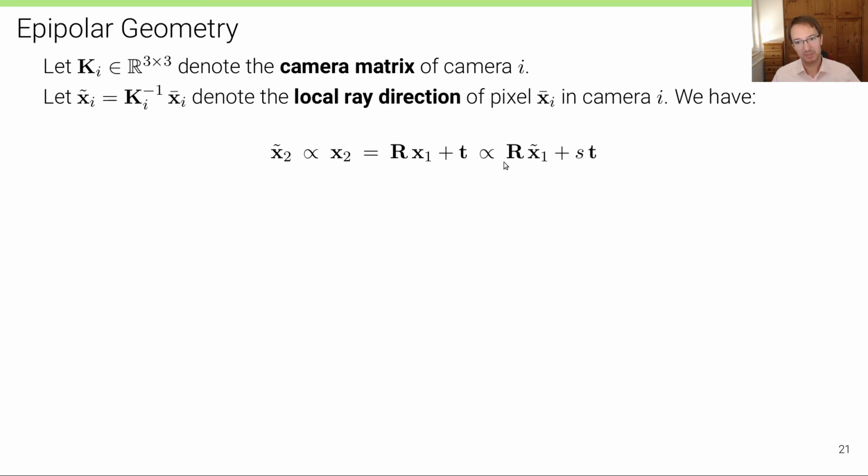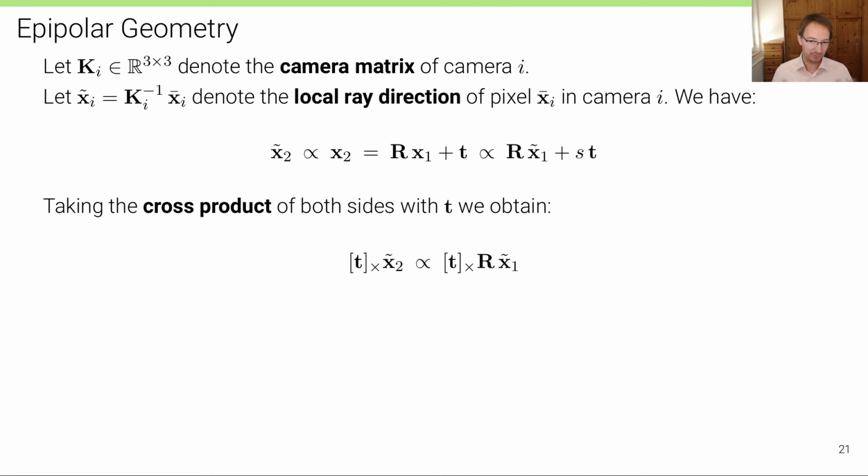Now this one here is proportional to this expression here, because there's only a scaling relationship that we have introduced here. So we have changed x1 to x1 tilde, which is the local ray direction in the first camera. And because we have just scaled this, we of course need to apply the same scale on the right hand side, which I just denoted by s multiplied to t. That's basically the proportion of how much we have scaled x tilde with respect to x bar 1.